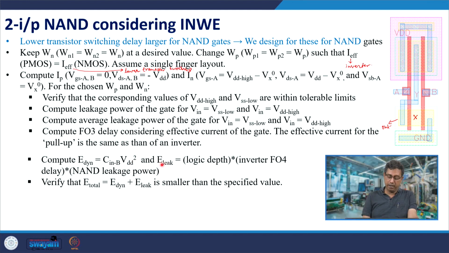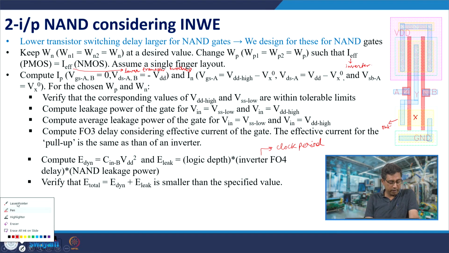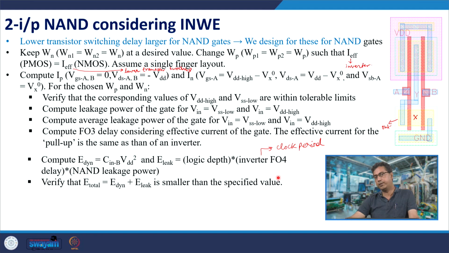Leakage energy is again multiplied with the logic depth, because that many stages are there, and the inverter FO4 delay. Why inverter FO4 delay? Because this is representative of the clock period, proportional to the clock period, that is what we would assume. And then the NAND gate leakage power, which we get from here as we had calculated. So, see that this total energy is smaller than the specified value for per stage energy.